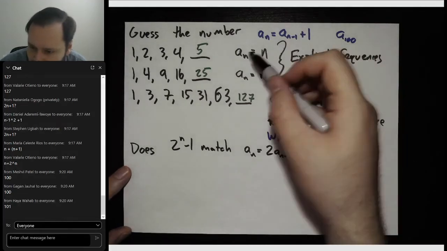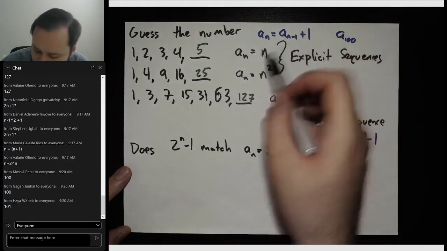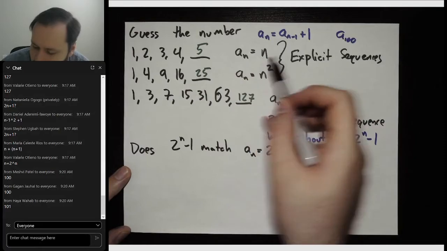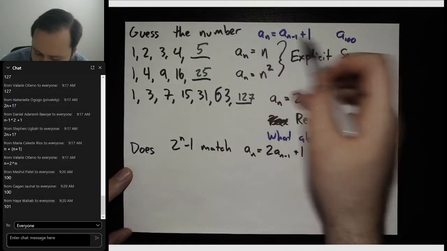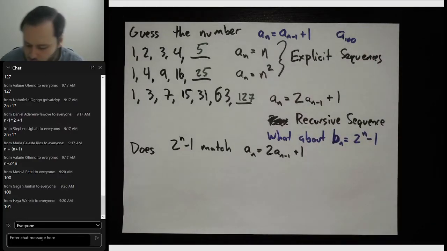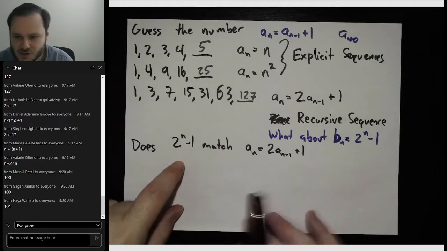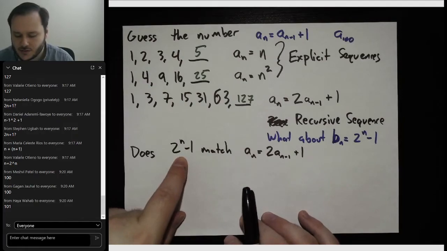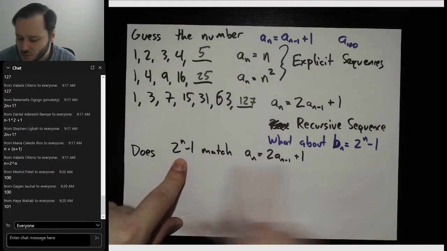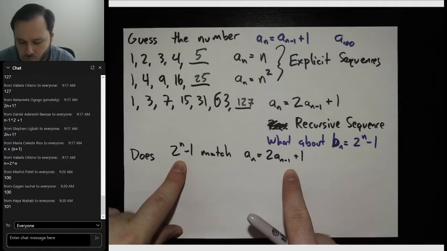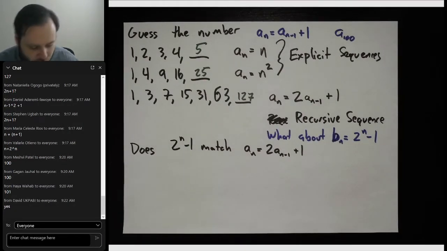So here we have an example where an explicit formula, a sub n equals n, matches a recursive formula, a sub n equals a sub n minus 1 plus 1. And so it would be really nice to know, can I just use this explicit formula, this closed form formula, so I don't have to worry about recursion? And we can prove that using induction.